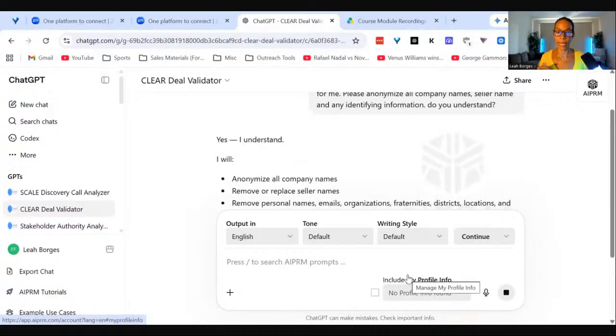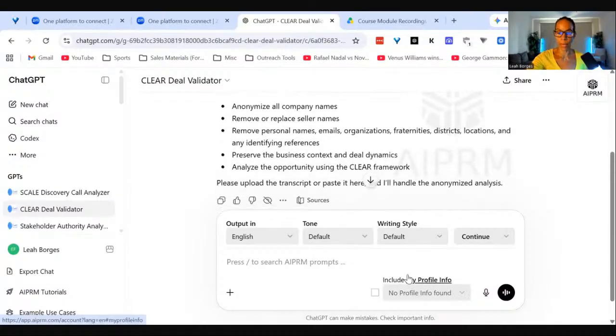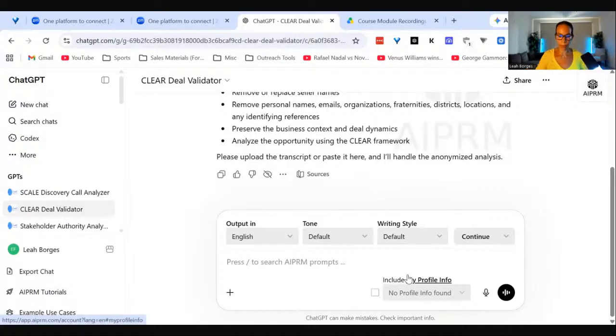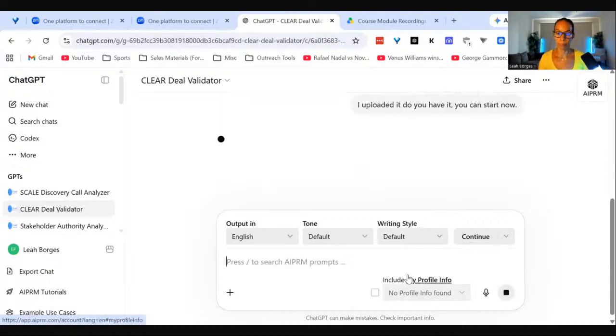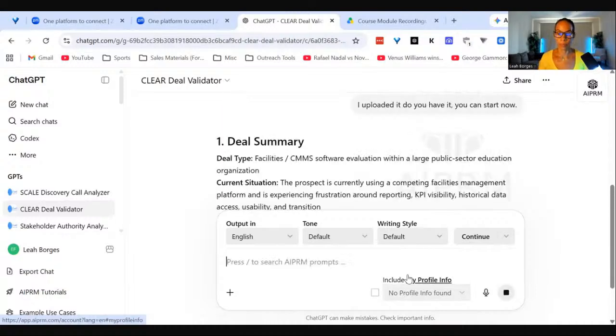And then I'm going to hit upload. And it's going to return back to me a lot of data. So here we go. So it's saying, yes, I understand. I'm going to anonymize everything, et cetera, analyze the opportunity using Clear. Okay, so here we go. And it's going to go on a little bit.